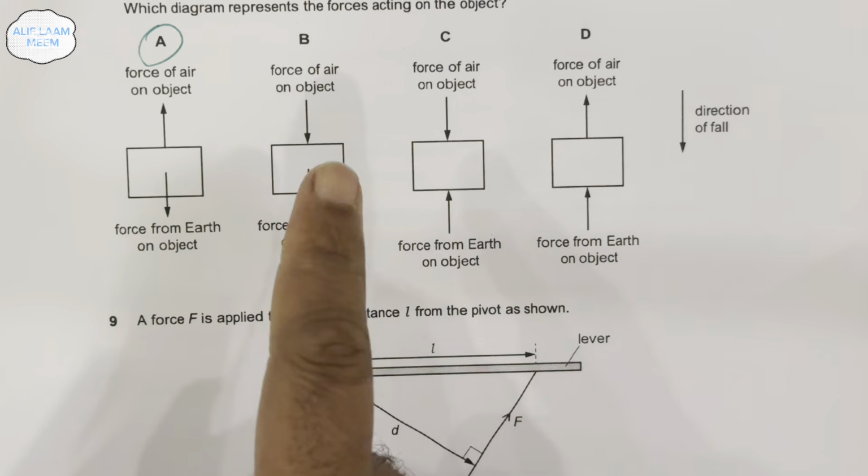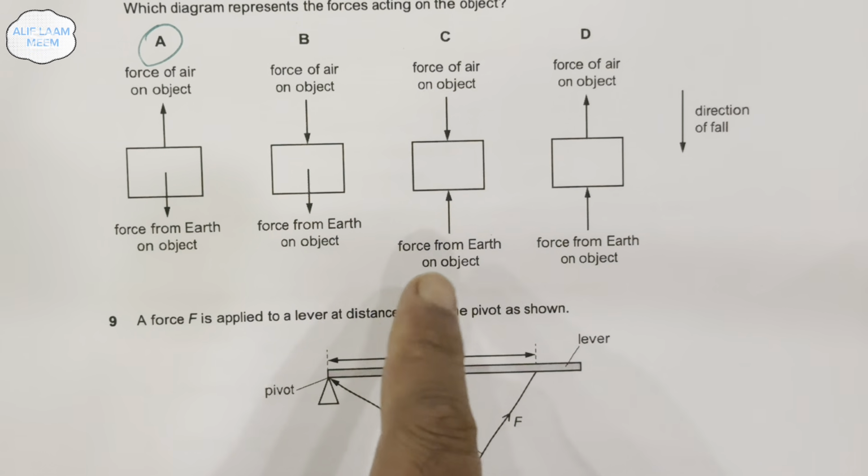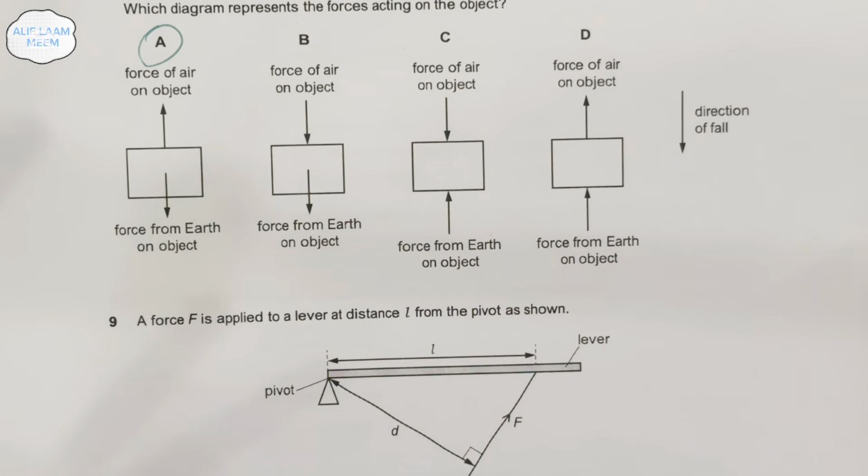Option B is invalid because both cannot be in the same direction, and gravity is not in the upward direction. So option number C is wrong, and D is also wrong due to that. Moving to question number 9.